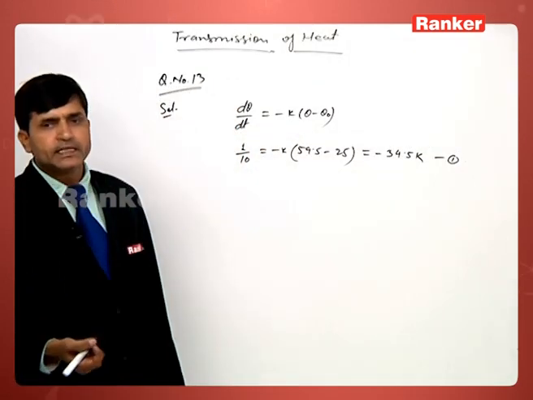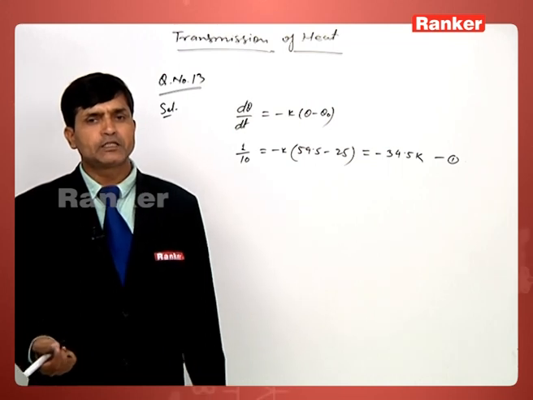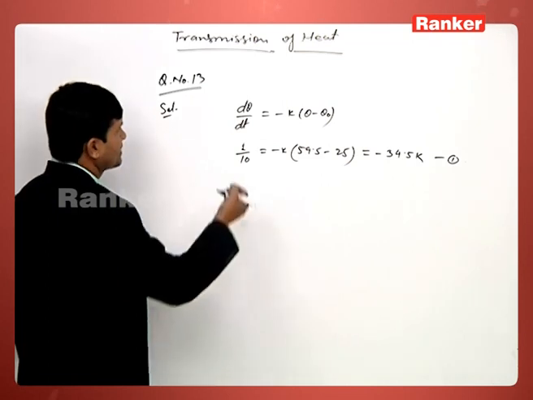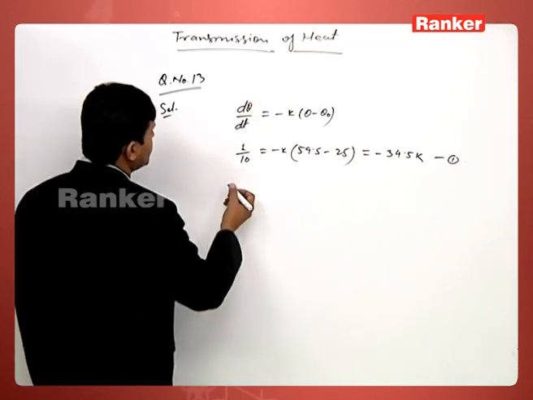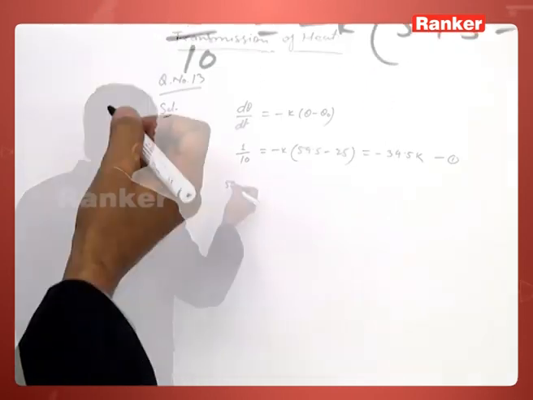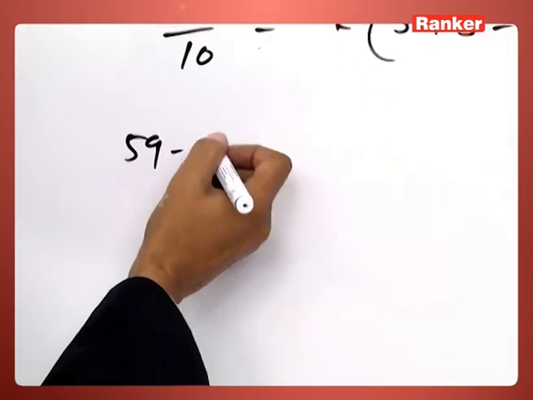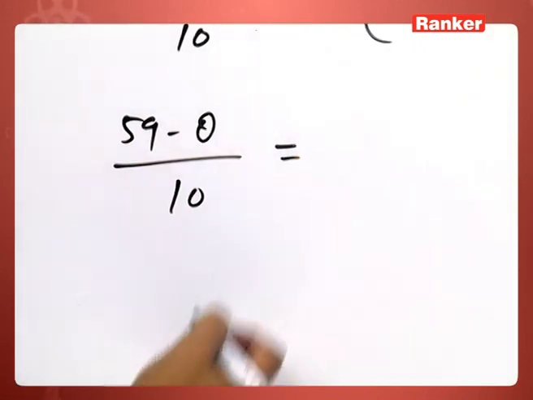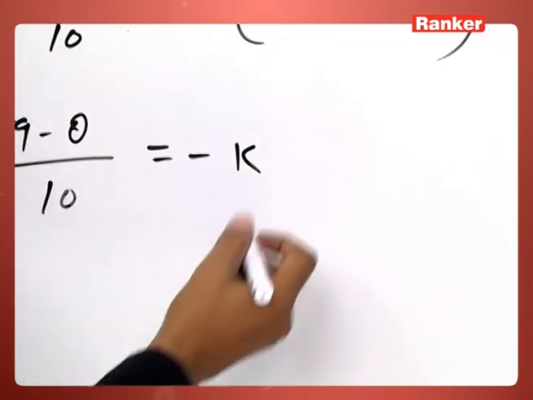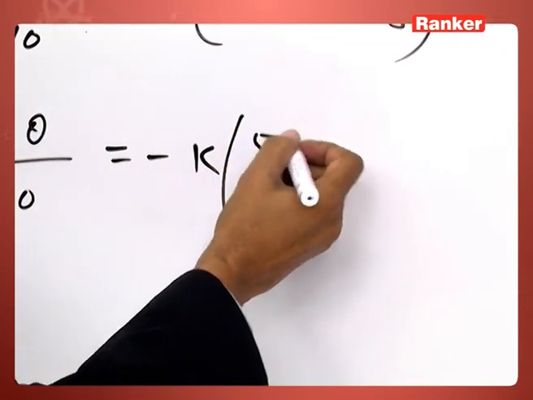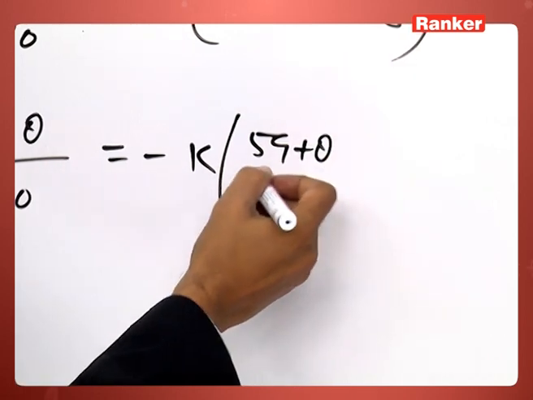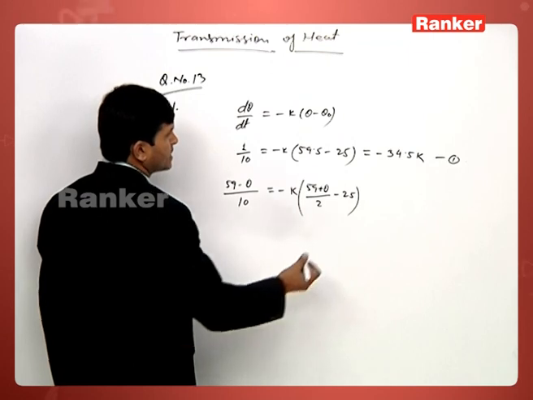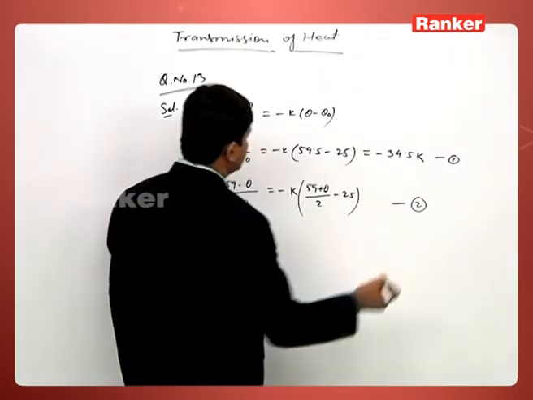Similarly, in the second condition, the temperature has to decrease. How much will the temperature decrease in the next 10 minutes? So d theta is what we have to find. 59 is the present temperature, and the final temperature is theta in time 10. That is equal to minus k into (59 plus theta by 2 minus theta naught 25). This is equation number 2.